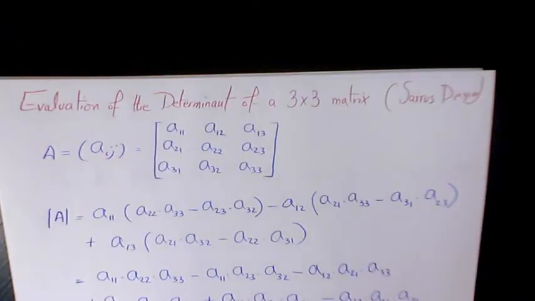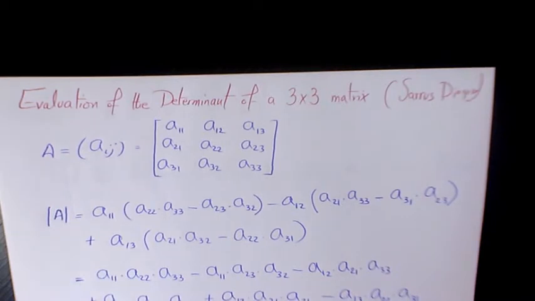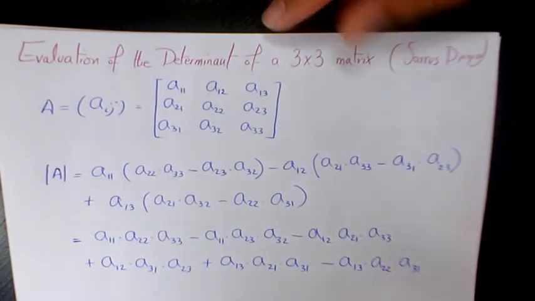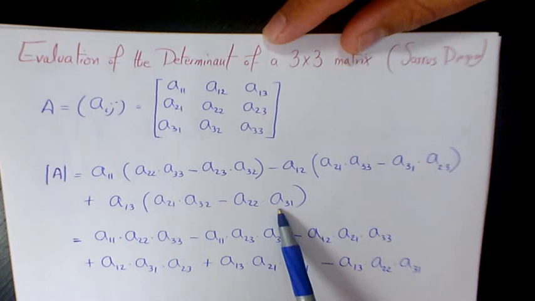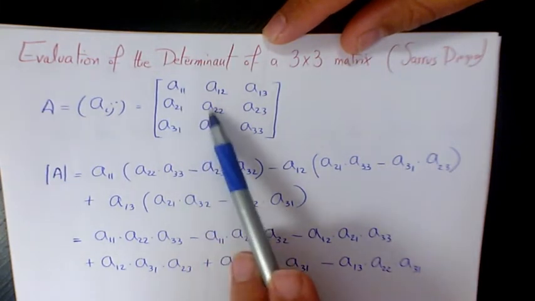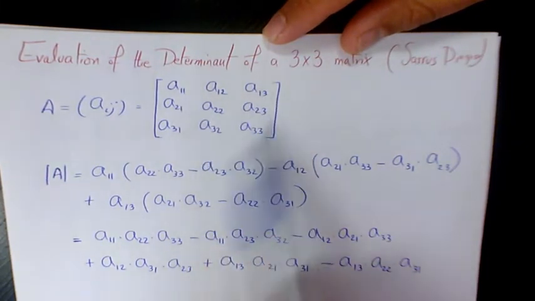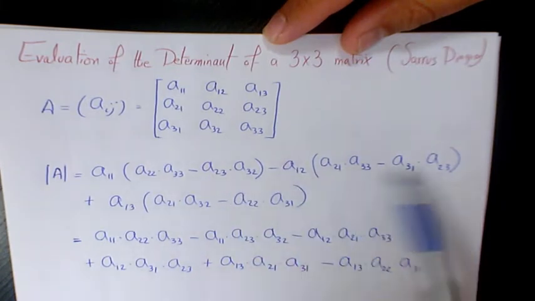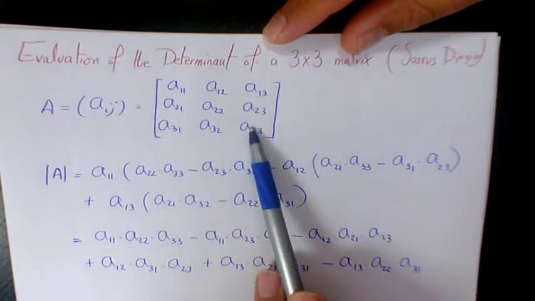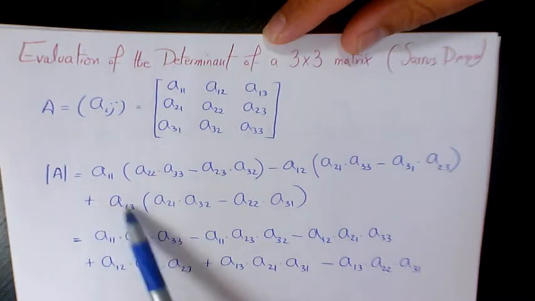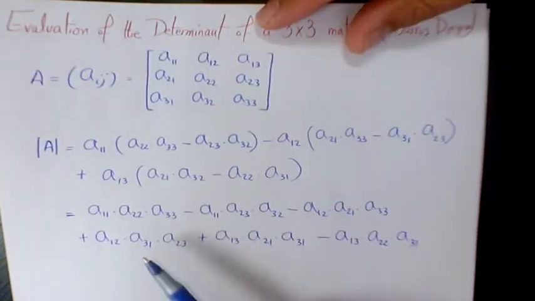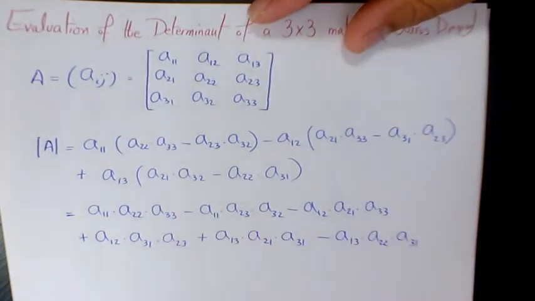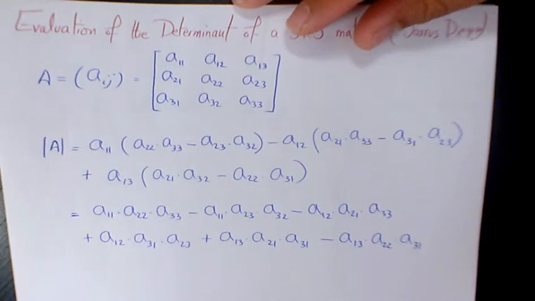Now in this part, I want to show you how to evaluate the determinant of a 3x3 matrix using the series diagram. We learned that if we have a 3x3 matrix, the determinant can be calculated using this method: A11 times the determinant of this matrix, minus A12 times the determinant of the matrix including these elements, and plus A13 times the determinant of this matrix. Then when you distribute and simplify it, you're going to get this. Instead of that, there is another method.